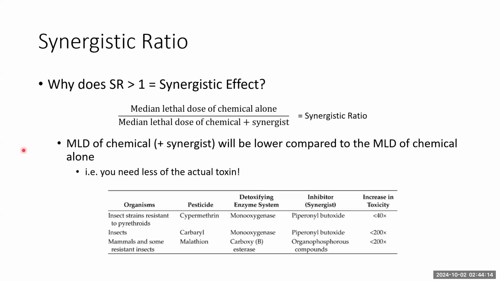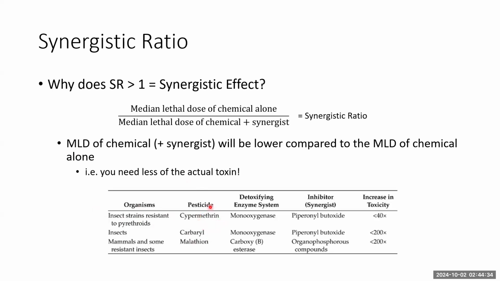Okay, so we're looking for a synergistic ratio of greater than 1 to suggest to us that some toxic compound would, more or less, quote unquote, benefit from having some additional chemical with it to increase its toxicity. And so as an example of some of that, here are some examples from your textbook.